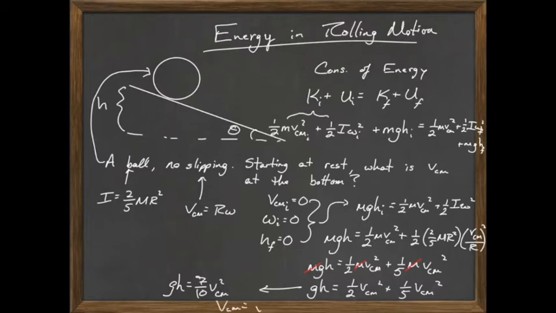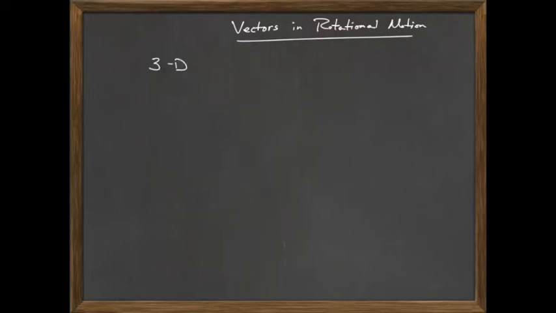And so we divide over the 7/10 and we get the square root of 10 over 7 times gravity times height. So that would be the velocity of the center of mass as it reaches the bottom of the ramp. Okay? It's not a complicated idea, but that's how you would pretty much put it all together. Now, let's look at vectors in rotation. Okay, I know I went through the energy part really quick, so if you have to, pause the video and rewind it and kind of reflect on that.